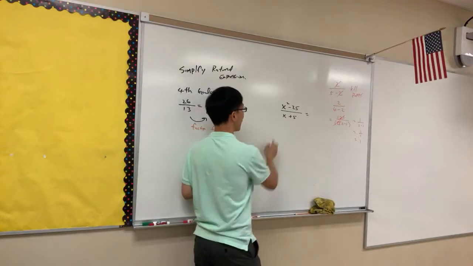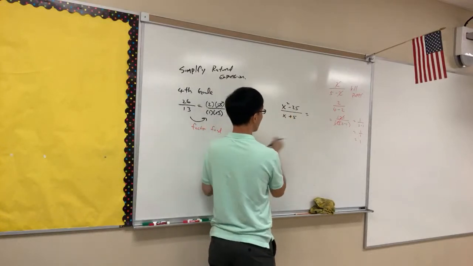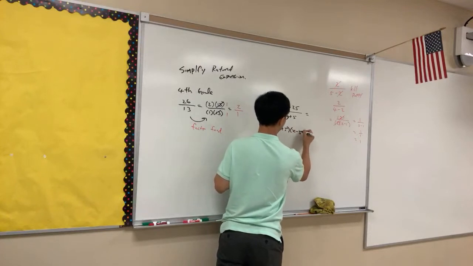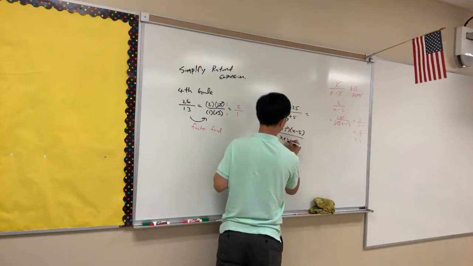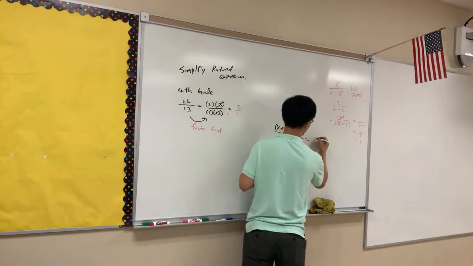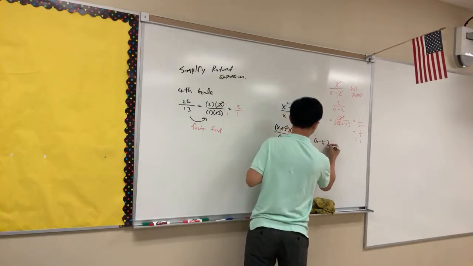So let's see how to simplify x squared minus 25 over x plus 5. You're supposed to factor this, right? So that's equal to x minus 5. Okay?